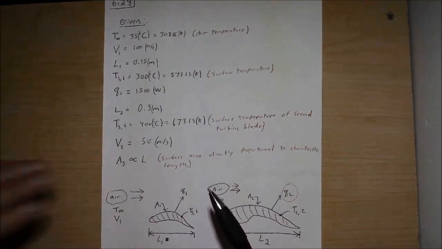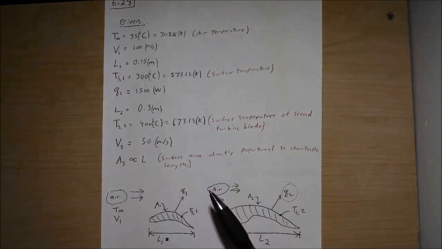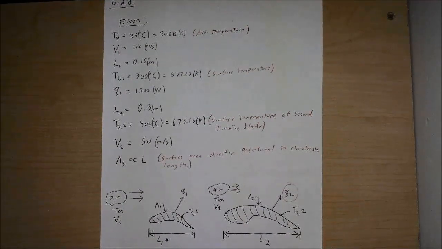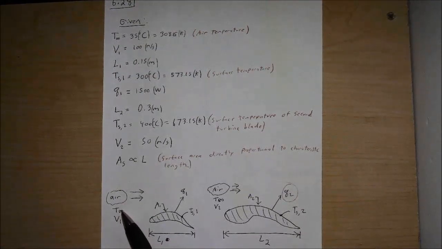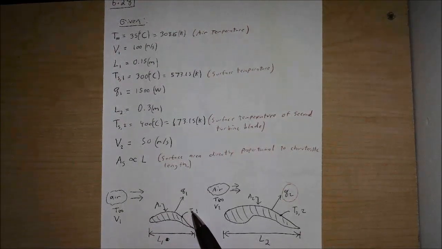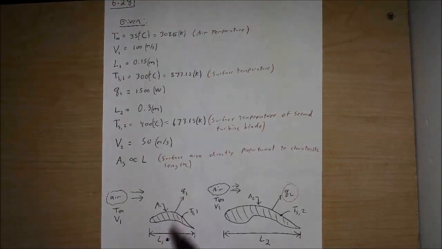Down below, what I've drawn here are our two different cases, a diagram for each. So we have our air, T infinity, V1. Case 1 here, here's our area, A1. Here's our surface temperature, TS1. Here's Q1 there, and our length, L1. Now over to the right, I've tried to proportionately draw out case 2.